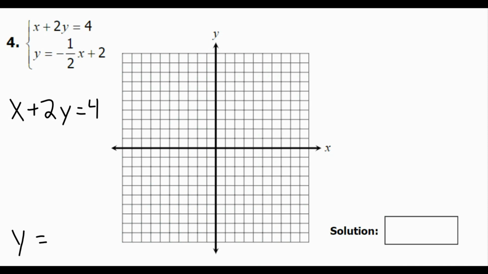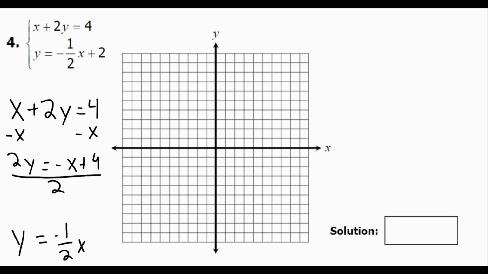In order to get the y by itself on the left side for x plus 2y equals 4, I'm going to subtract x from both sides. So I'd have 2y is equal to -x plus 4. And then I divide everything by 2 to give me y by itself. -x divided by 2 would be -1/2 x. And then 4 divided by 2 is +2.